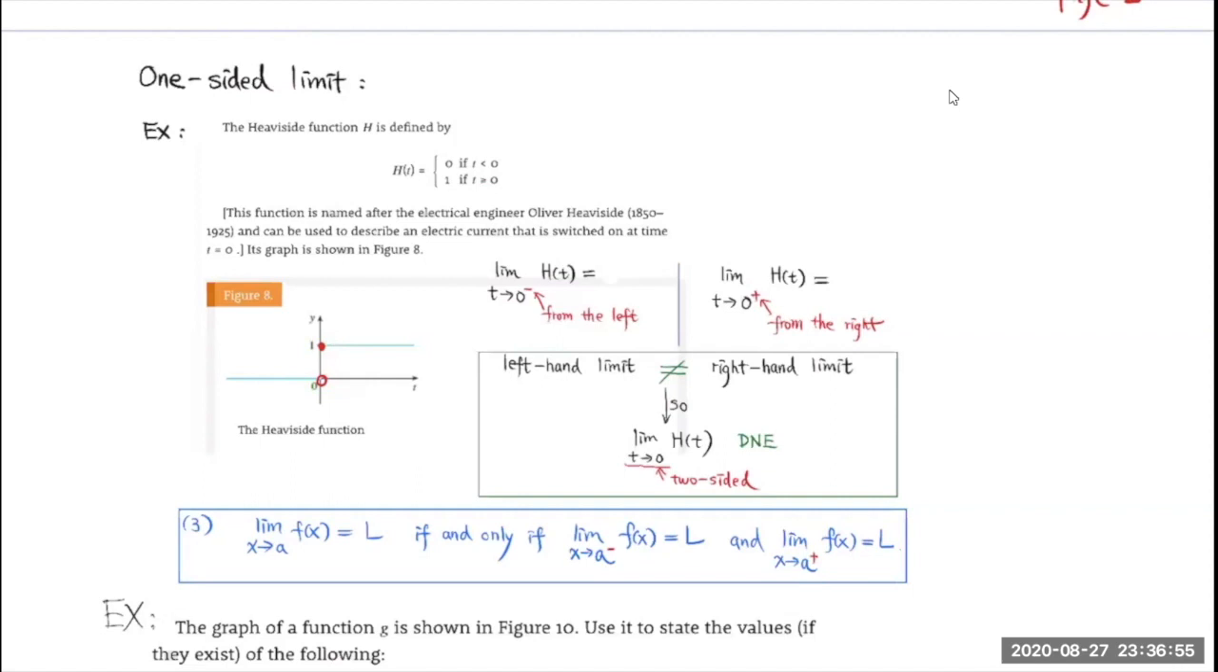This function can be used to describe an electric current that is switched on at time t equal to 0. Before this time, it is off, so the function value will be 0. But once you switch it on, the current will be 1. So you have the current right here.